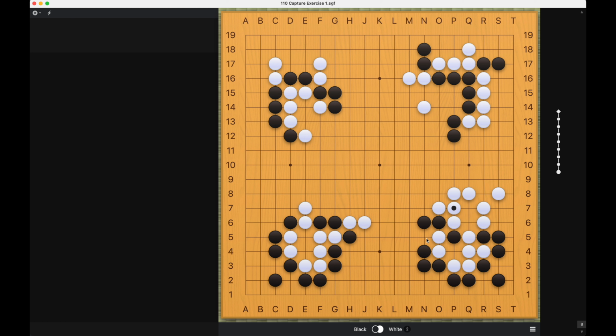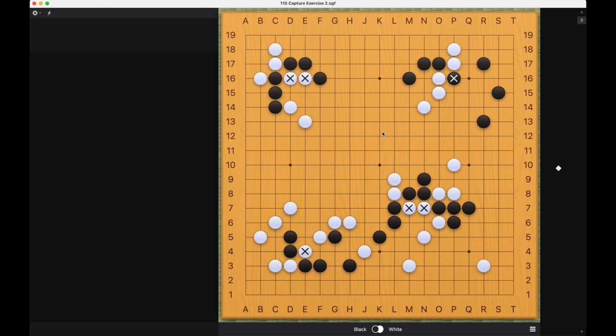And there will be no capture for black. So black will fail if the first move is here, because it fails to keep the pressure on white. Now let's look at a second set of capture problems.